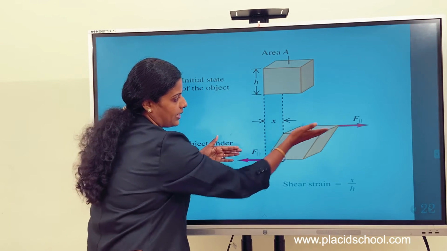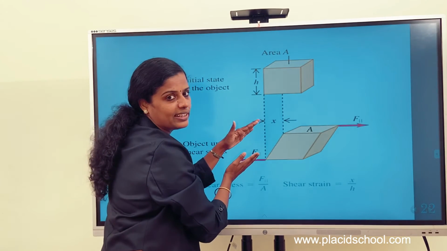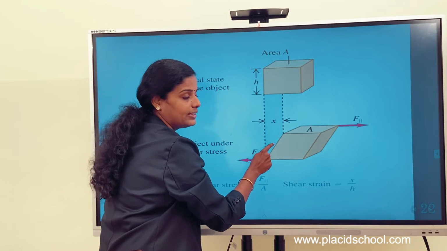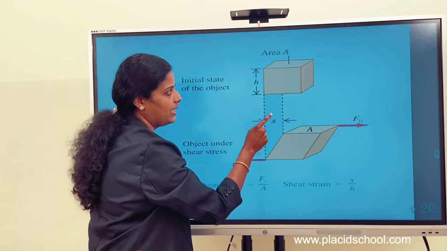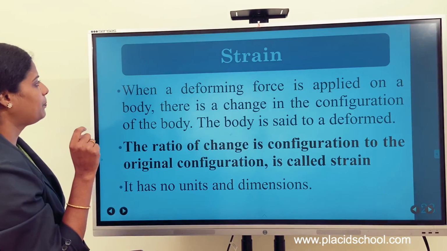Here the force is in this direction, and we are applying this force. What happens? There is a displacement or a tilt in the angle. This is the angle and there is a tilt in the angle that takes place. This is about shear stress or tangential stress.